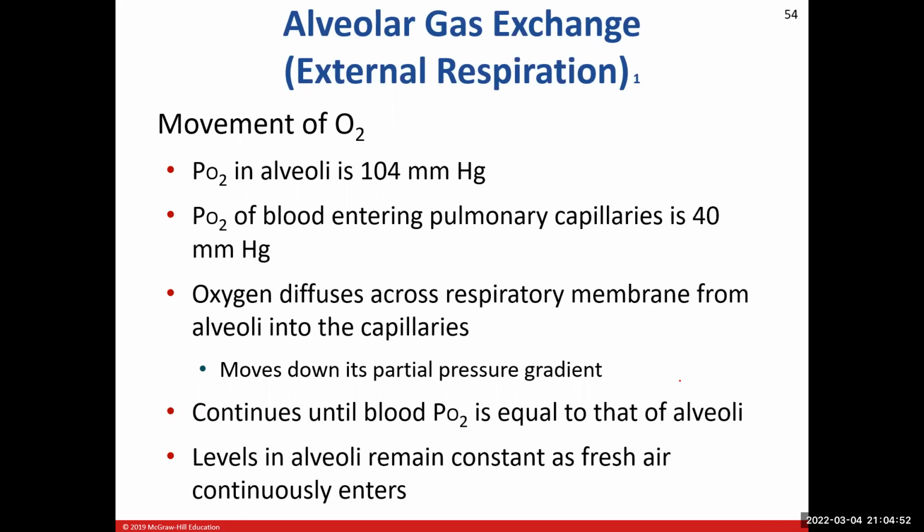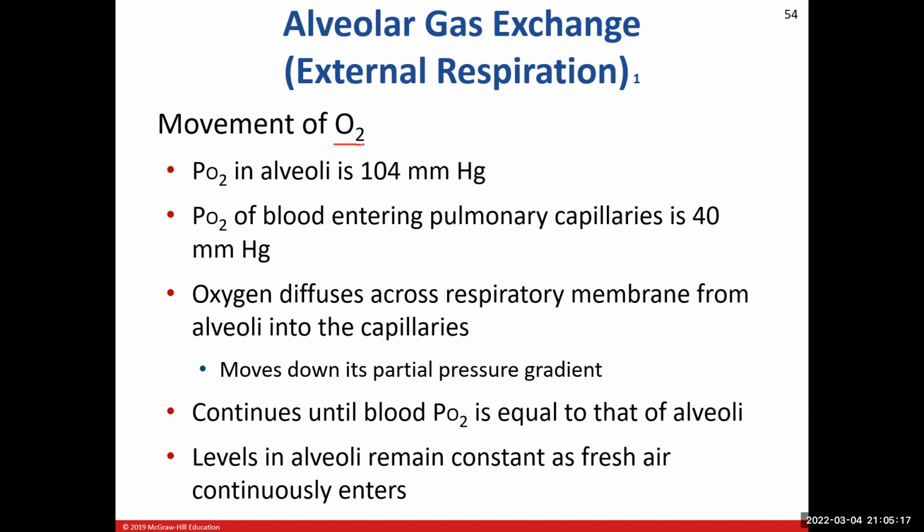All right, last thing I want to talk about is the alveolar gas exchange, what we call external respiration. We're going to talk about pretty much what I was showing you in that picture before: oxygen and carbon dioxide diffusing across that respiratory membrane in the lungs and in between the pulmonary capillaries there. So let's start off talking about oxygen first.